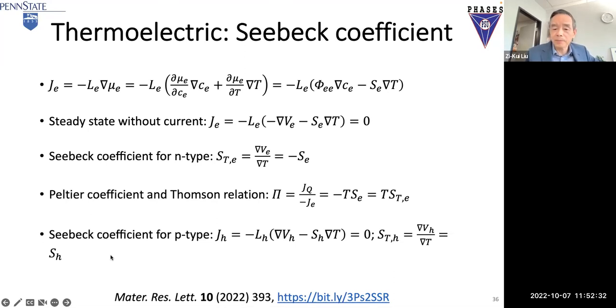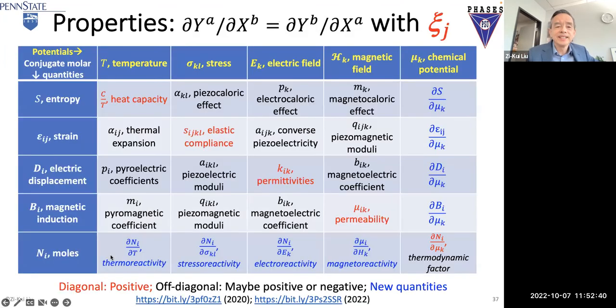I'm sure that some people do not agree with me, but I hope they look at our paper and see if they can be convinced. If not, we can set up a meeting to discuss. And these are the properties. The second derivative of the potential to a molar quantity gives us all these physical properties: thermal expansion, pyroelectric coefficients, paramagnetic coefficients, piezoelectric moduli, and piezoelectricity. All of those are the second derivative of the free energy to a molar quantity.